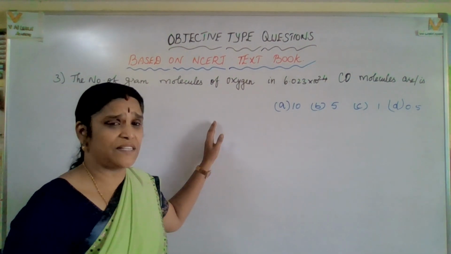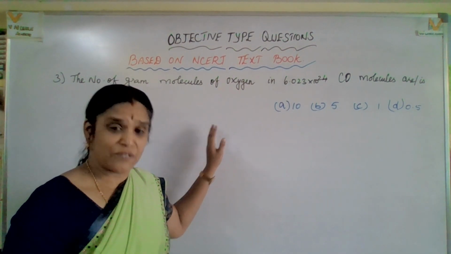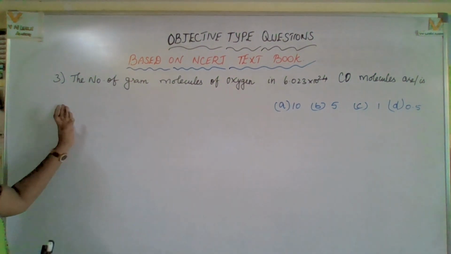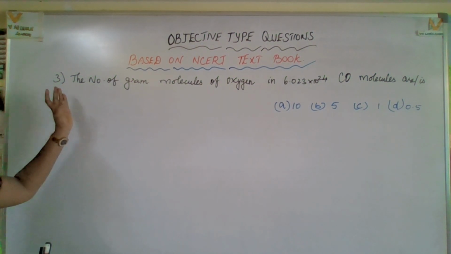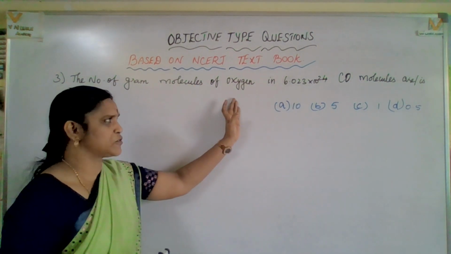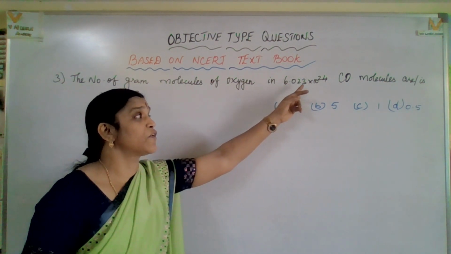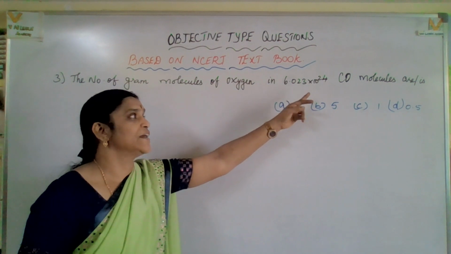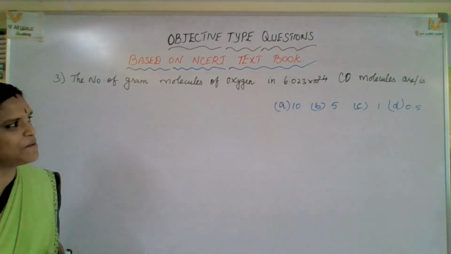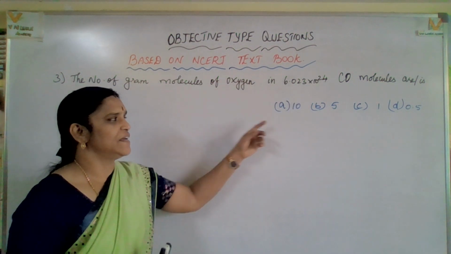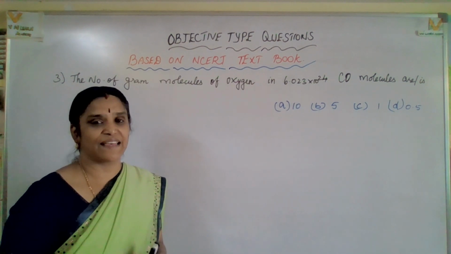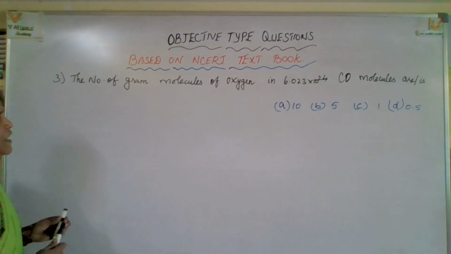The next question seems easy, let us check whether it is easy or not. What is the number of gram molecules of oxygen in 6.023 into 10 to the power of 24 carbon monoxide molecules? They have given the options. Come on, let us check.